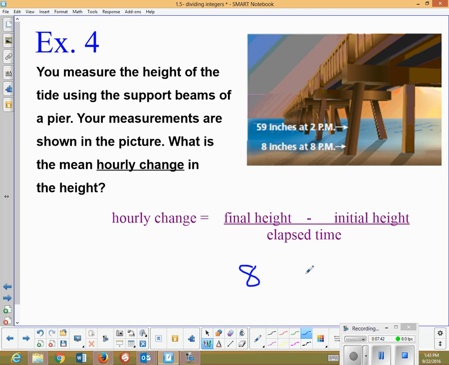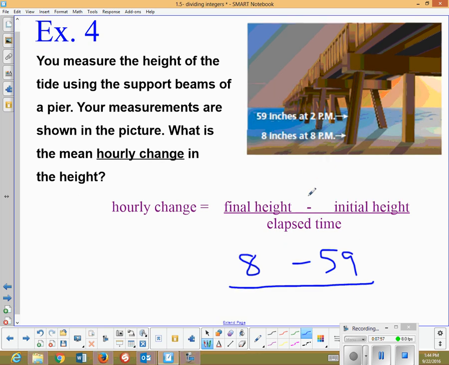And then it says here to subtract the initial height. Well, what did we start with in the early afternoon? We started at 59 inches, so we're going to put 59. And we need to know from 2 p.m. to 8 p.m. how many hours have passed. That's what elapsed time means. So 2 p.m. to 8 p.m. is 6 hours that have passed.